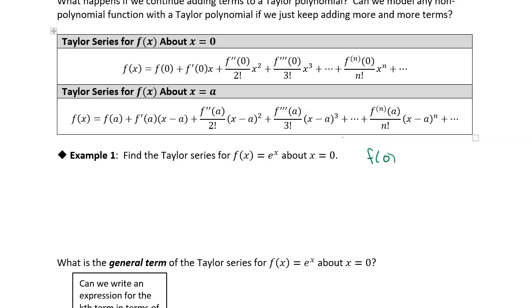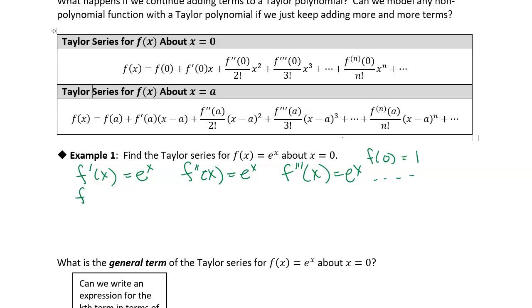We need f of 0, right? f of 0 is just going to be 1. And then we need the derivatives, right? So we're just going to use these formulas up here. We need the derivatives of e to the x, and the derivatives of e to the x are really simple, because the derivative of e to the x is e to the x. So the first derivative is e to the x, the second derivative is e to the x, and so on. The third derivative is e to the x. Okay. So if we evaluate those derivatives at x equals 0, then we just get 1. All of these derivatives at 0 are equal to 1.